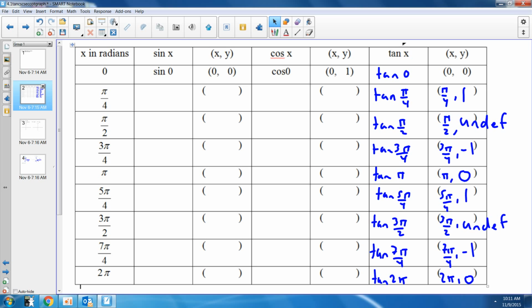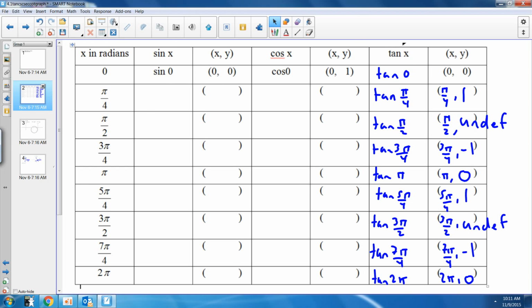What we're going to do next is going to be to draw the tangent graph and the cotangent graph, and then the cosecant and the secant, and then we're going to talk about amplitude, period, domain, and range for all 4 of those.